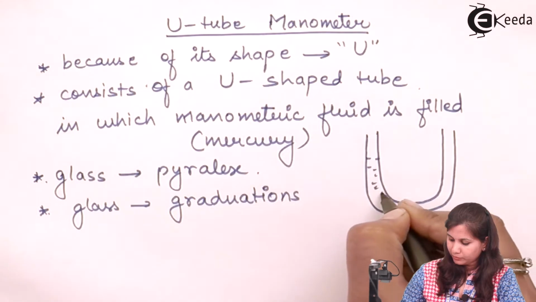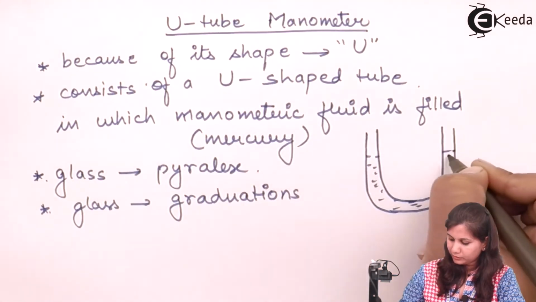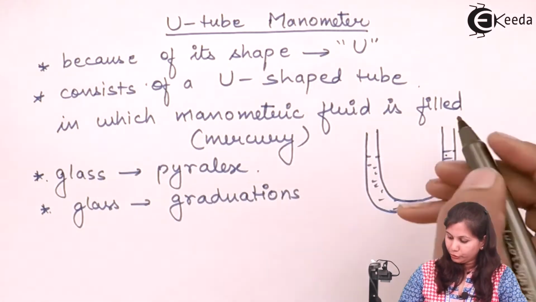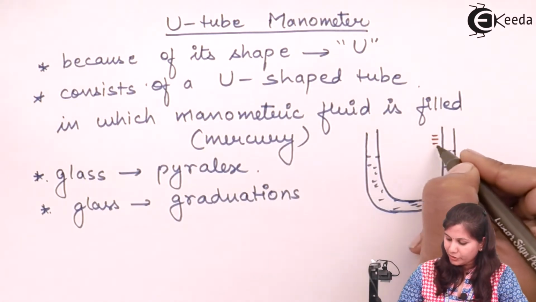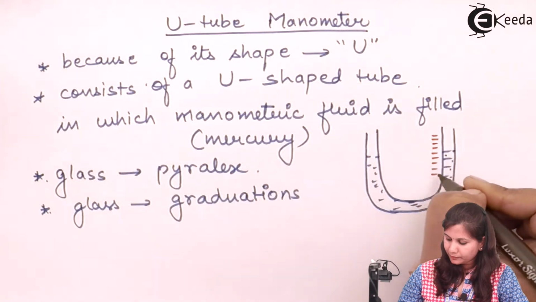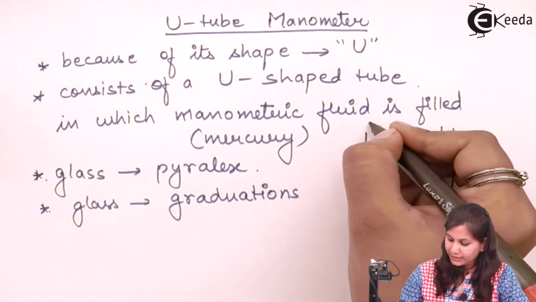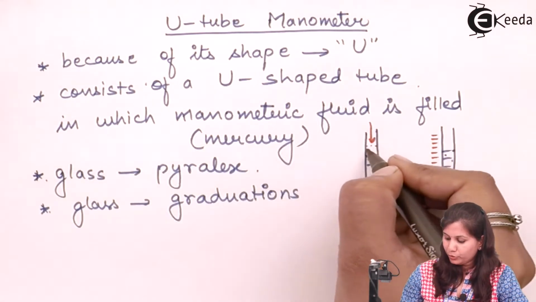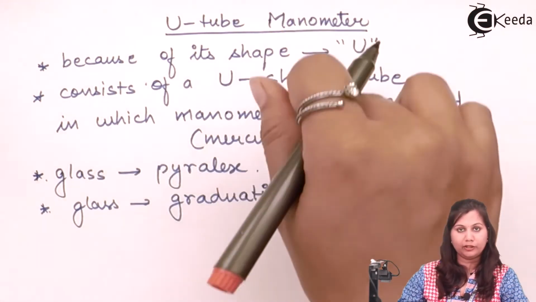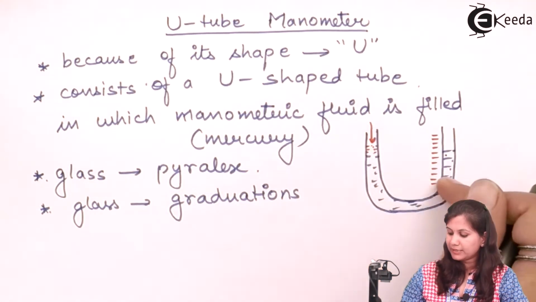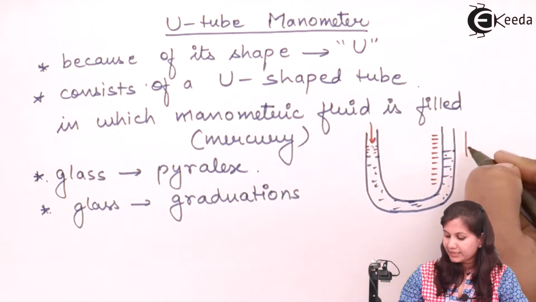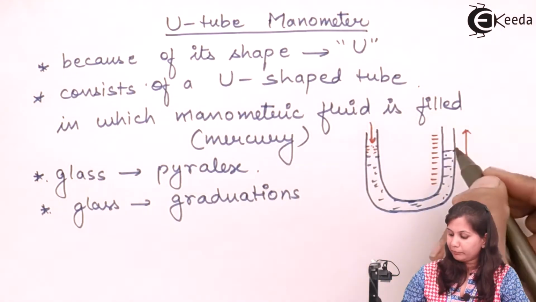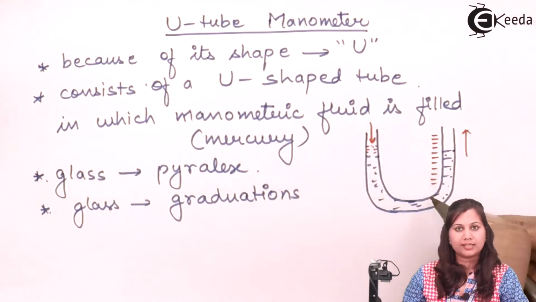In that, the mercury is being filled. On one side of the tube there are scale divisions. So when pressure is applied here, or when the fluid whose pressure we want to measure is filled on one side, due to that pressure this mercury is going to raise its level. This rise in level of the mercury can be studied with the help of this scale.